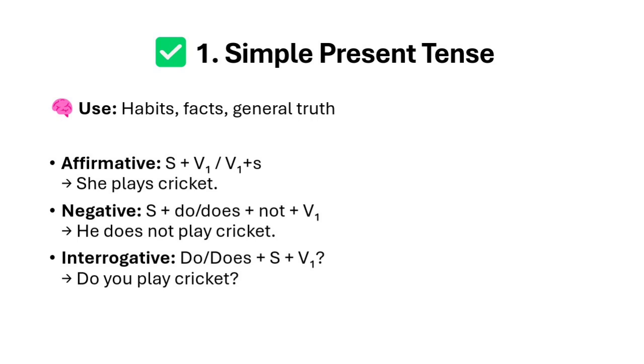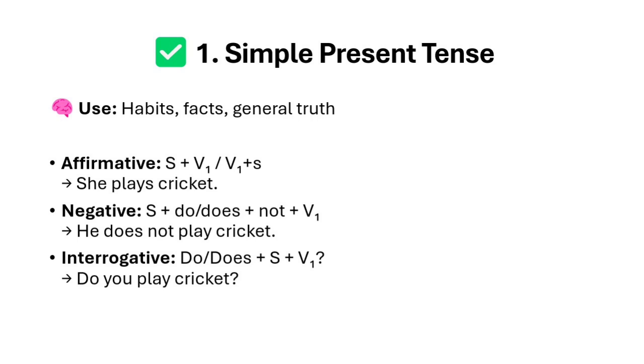Now let's see the structure of an interrogative sentence. Do or does plus subject plus first form of verb. See the example. Do you play cricket? Now this is a question. See what you have observed from this. In an affirmative sentence there is no helping verb, but in negative and interrogative sentences there are helping verbs. Those are do and does.